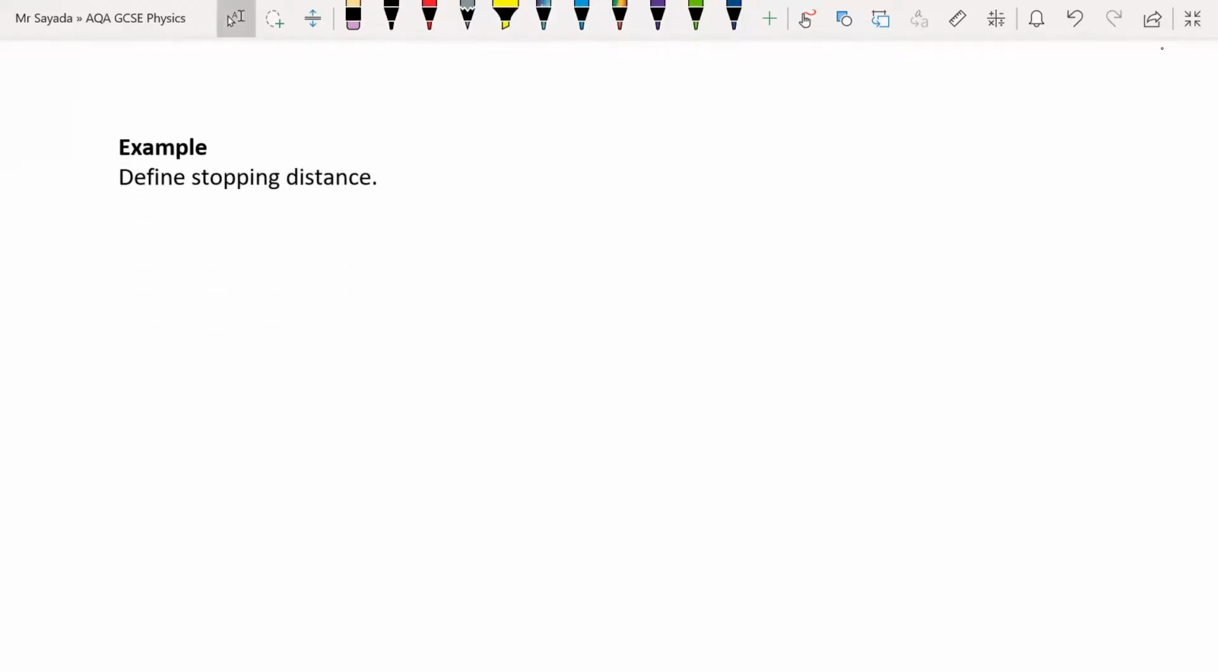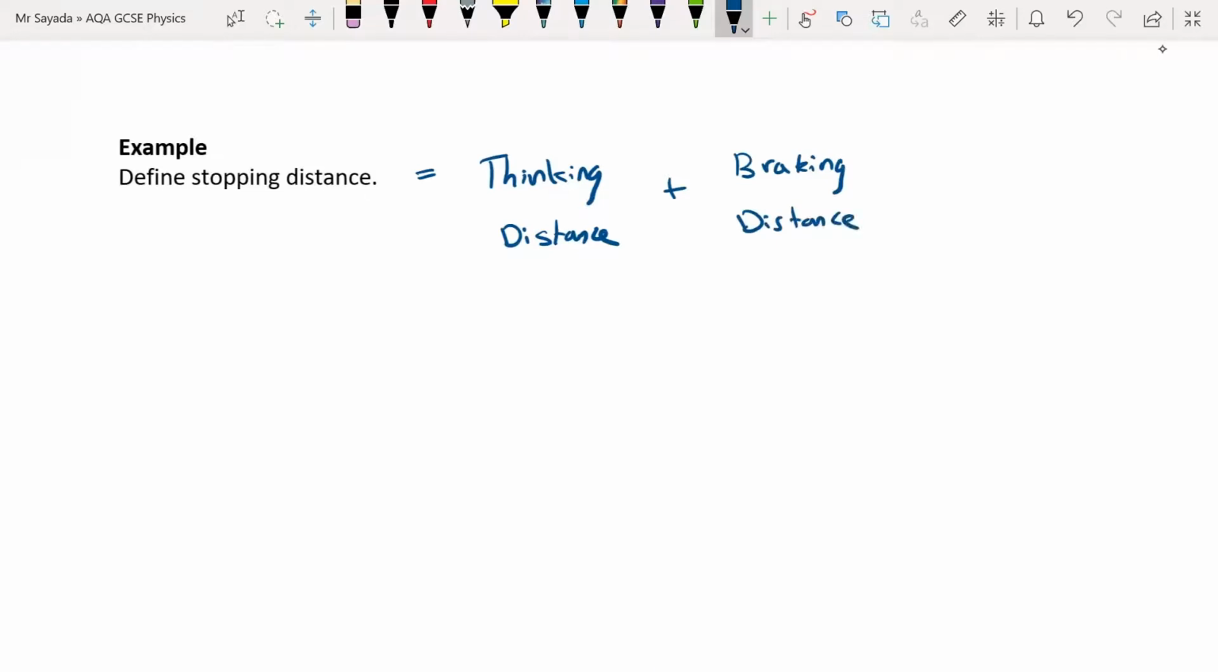Pause the video to do this question, press play once you've done it. You should have now done this question, and the definition of stopping distance is your thinking distance plus your braking distance. That is the definition of stopping distance. That is what you should have written down. Please mark and correct it. Press play once you're ready. So you should have now marked and corrected this example.